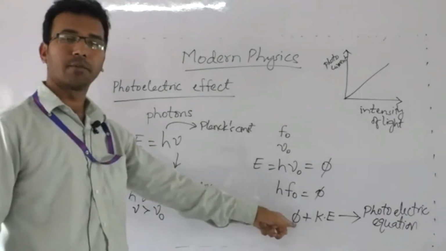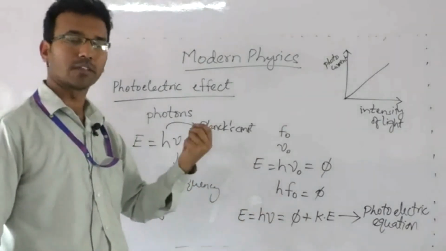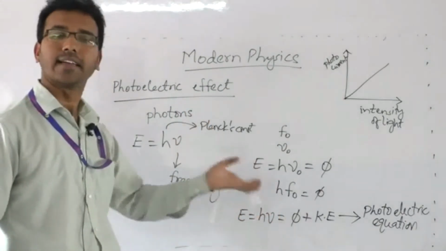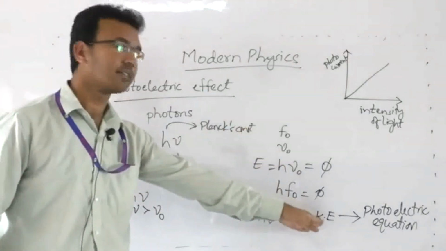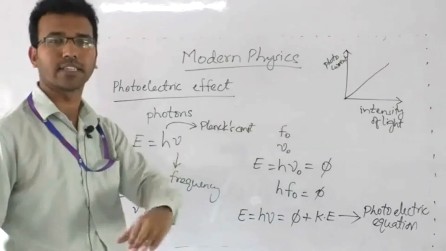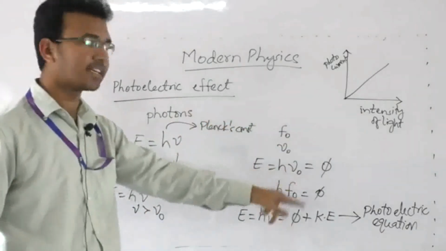This phi is the minimum energy required for the electron to come out of the surface, and once that electron comes out of the surface, the remaining energy is taken by it and used as kinetic energy. That means the electron gains some kinetic energy once it comes out of the surface. So the total energy is conserved here.